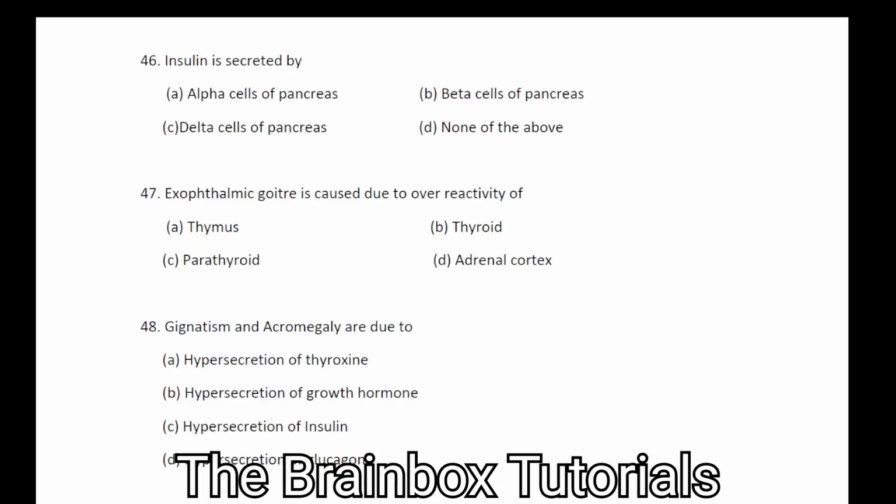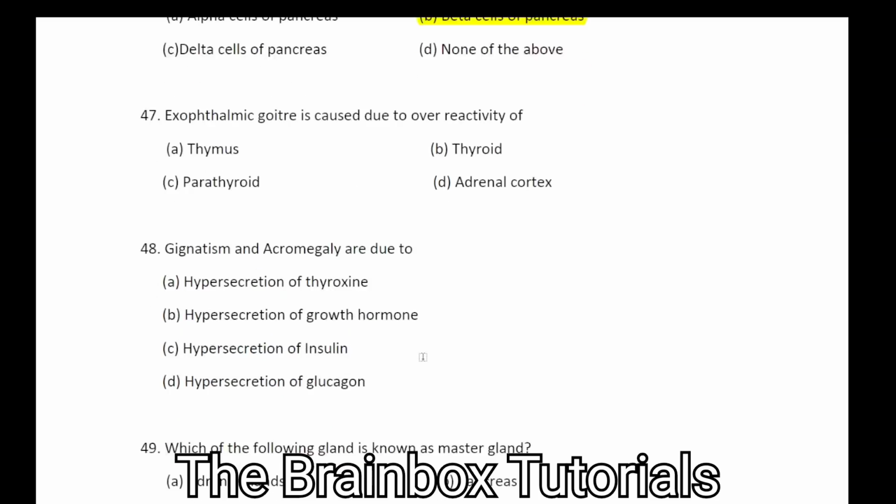Number 46. Insulin is secreted by option A, alpha cells of pancreas. Option B, beta cells of pancreas. Option C, delta cells of pancreas. And option D, none of the above. And the correct option is B, beta cells of pancreas.